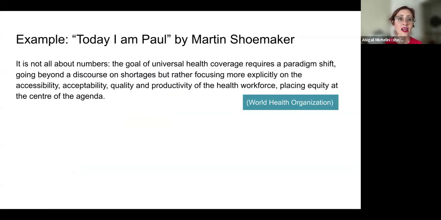It says, "It is not all about numbers. The goal of universal health coverage requires a paradigm shift, going beyond a discourse on shortages, but rather focusing more explicitly on the accessibility, acceptability, quality, and productivity of the health workforce, placing equity at the center of the agenda." So I've decided I want to include this particular part of this quote, all right?